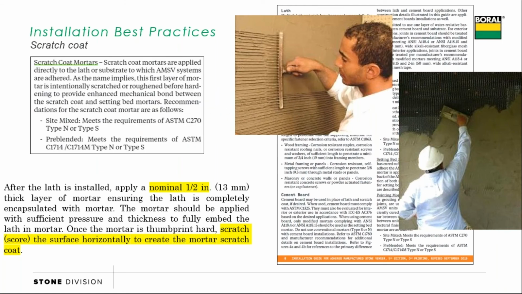Type S or Type N are absolutely fine for those scratch coats. We want to make sure that our sand and mortar mixes are at the proper mix ratio. So if you're doing a site mix, follow C270 for your sand and mortar mix. If you're using a pre-blended bag, make sure that C1714 is printed right on the side.